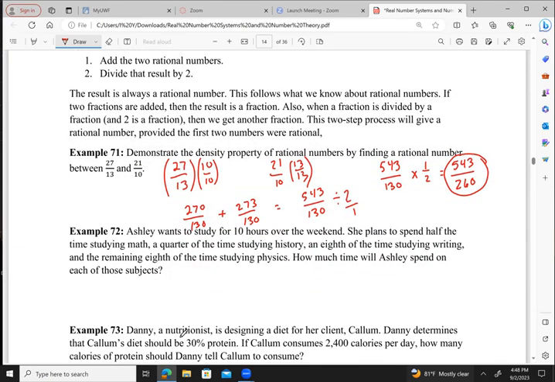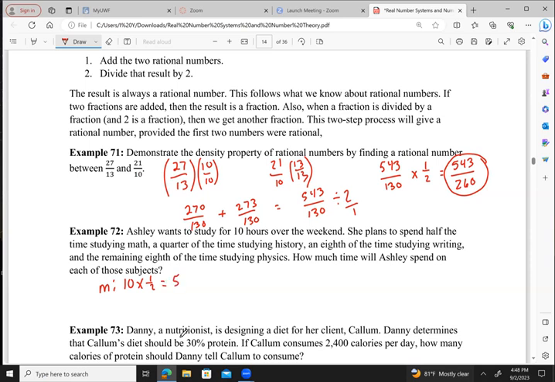All right, let's look at some applications here. Ashley wants to study for 10 hours over the weekend. She plans to spend half the time studying math, a quarter of the time studying history, an eighth of the time studying writing, and the remaining eighth of the time studying physics. How much time will she spend on these subjects? So what is half of 10? Looking at math, 10 hours, and we're going to spend half the time. So that's 10 times 1/2, 5.